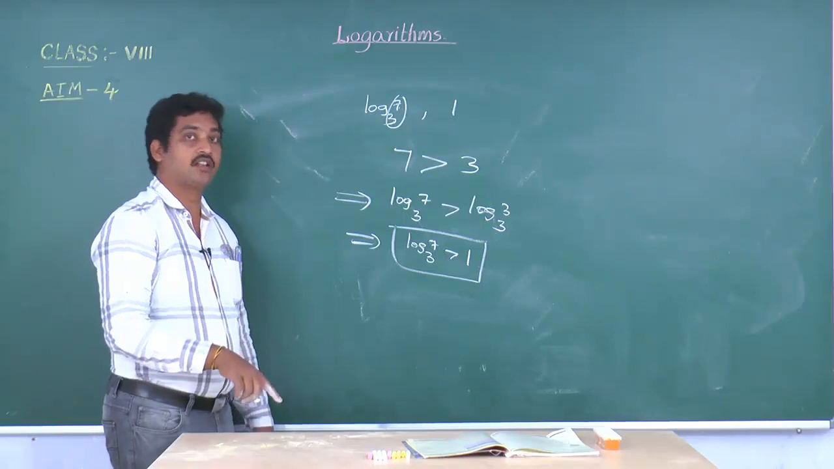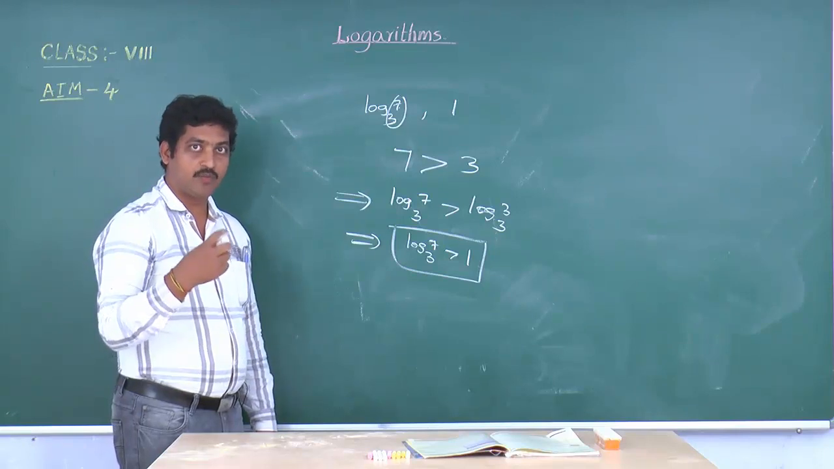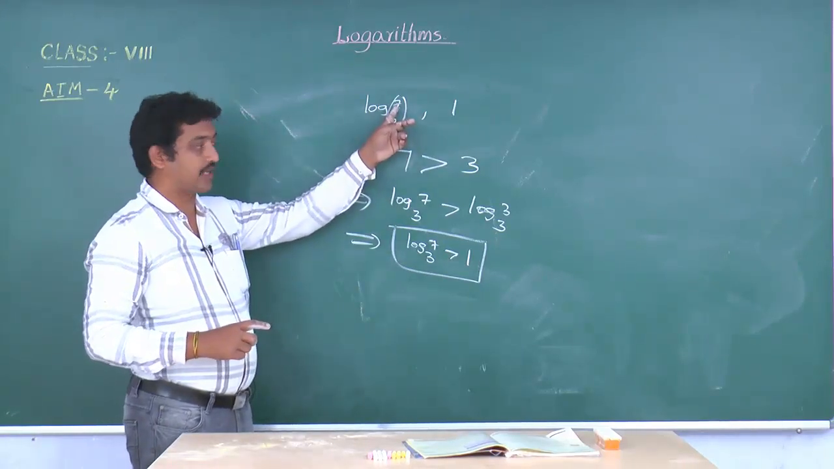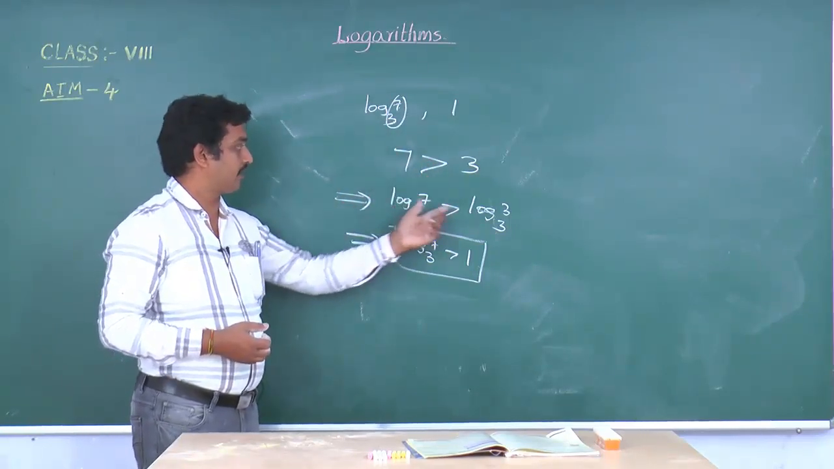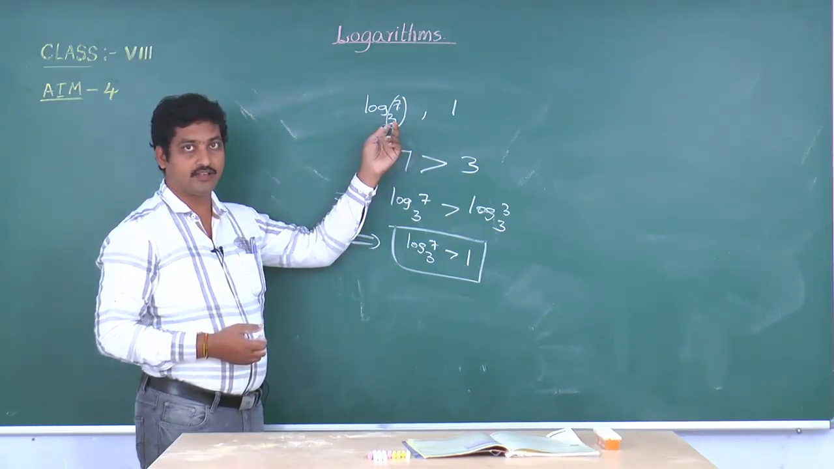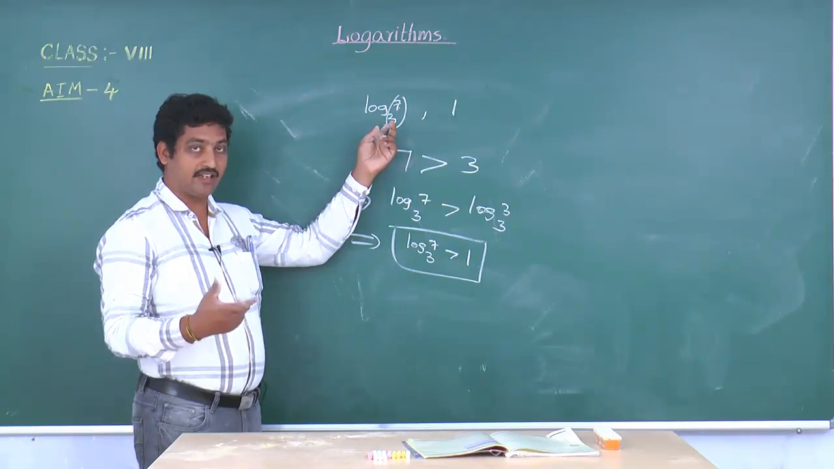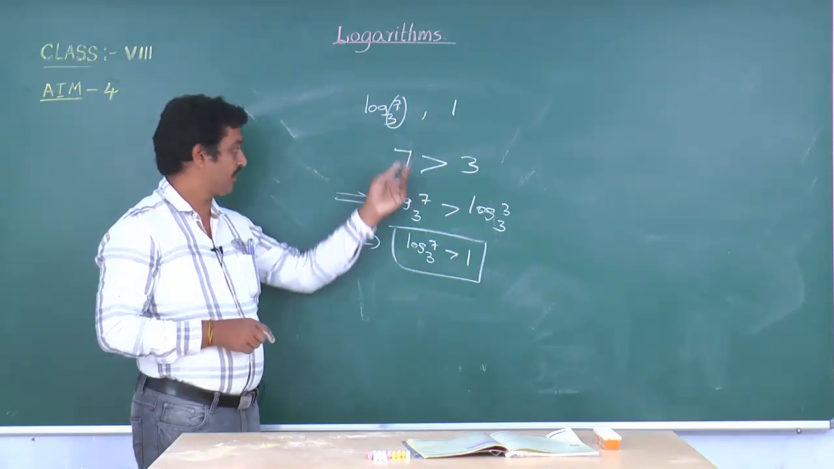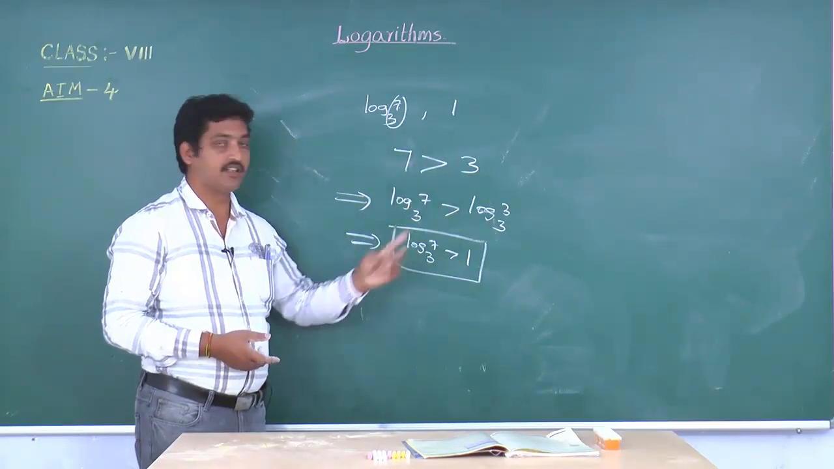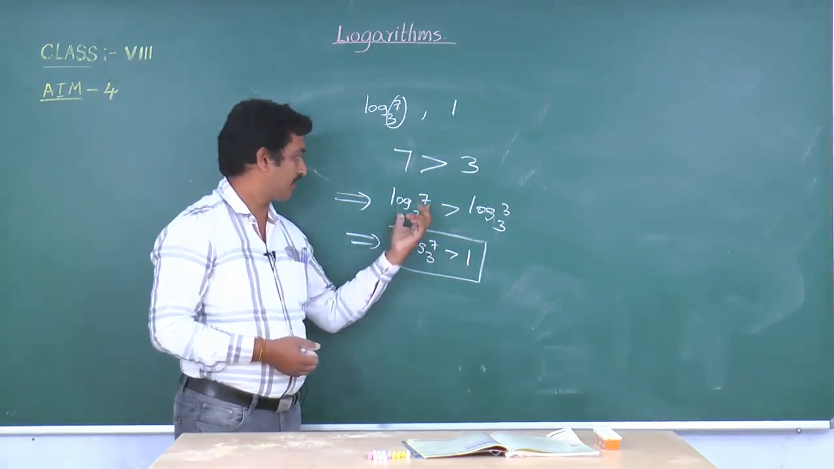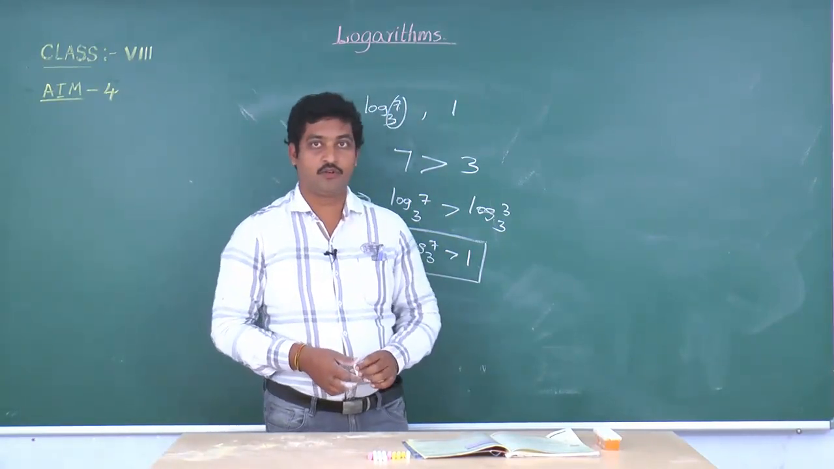Using inequality of the logarithms only, we are able to compare the logarithmic number with 1. In this, we have to remember a process: compare the base of the logarithm and the logarithmic number, and after that apply logarithms on both sides with the given base. Then according to inequality of the logarithms, we are able to get what inequality takes place between the two logarithms. Here the base is greater than 1, that's why the same inequality is carried out. Then log 7 to the base 3 is greater than 1. This is aim number 4.